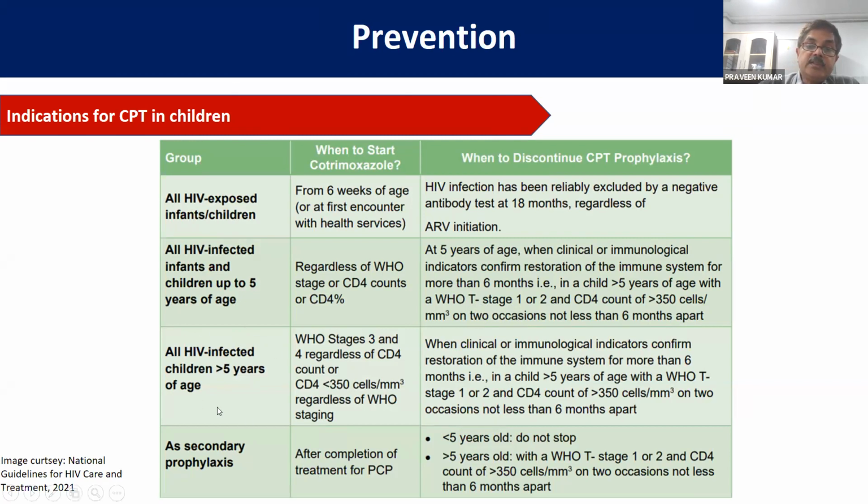Similarly, all HIV infected children more than 5 years, if they have a stage 3 or a stage 4, then regardless of CD4 count, we have to put them on cotrimoxazole prophylaxis, and we have to continue till the time the clinical stage is moved to stage 1 or 2 and CD4 count is more than 350 on 2 occasions, which you have done not less than 6 months apart.